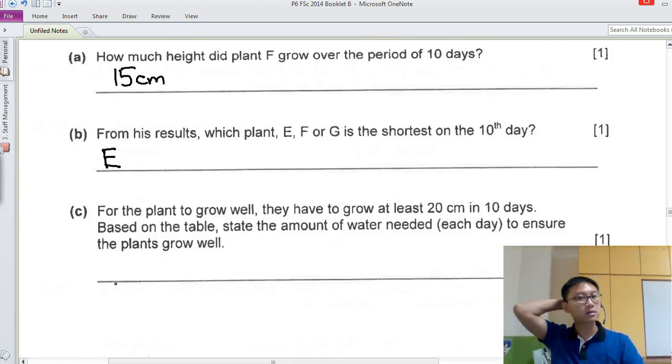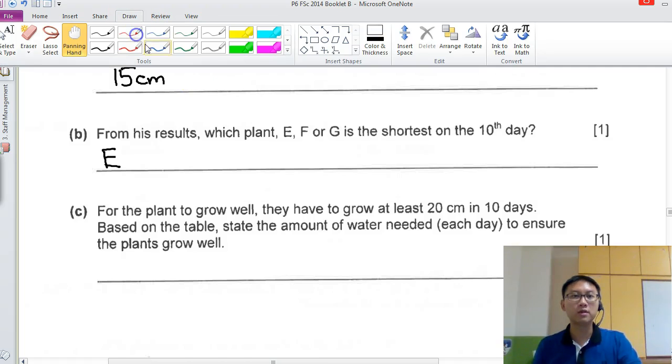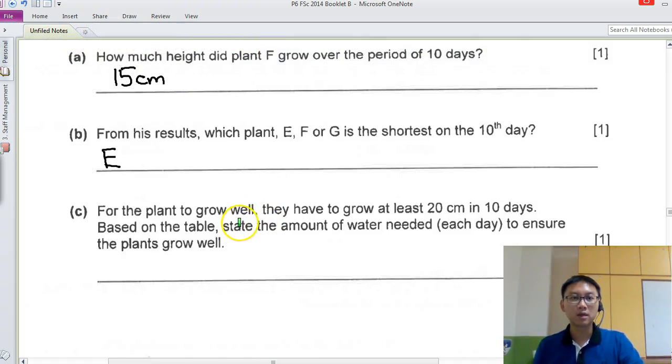Now the last part, part C. For the plant to grow well, they must grow at least 20 cm in 10 days. Okay, so somebody defined it, that if they want the plant to grow well, it must grow at least 20 cm in 10 days. So based on the table, now you're supposed to state the amount of water needed each day to ensure plants grow well. So this is what you need to state. Now please take note. You're supposed to state the amount of water needed, not anything else.